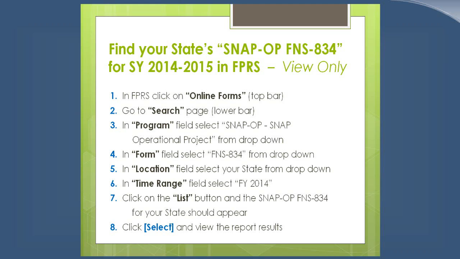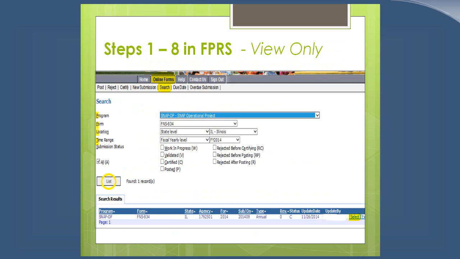So here's steps 1 through 8 in FIPPers, view only. First thing you want to do is go to the top bar, highlighted where it says online forms. You click on that. The lower bar will appear. You click on search. And in the search screen, under program, there's a drop-down box, and you want to pick the SNAP Operations Project. The form is the FNS-834.